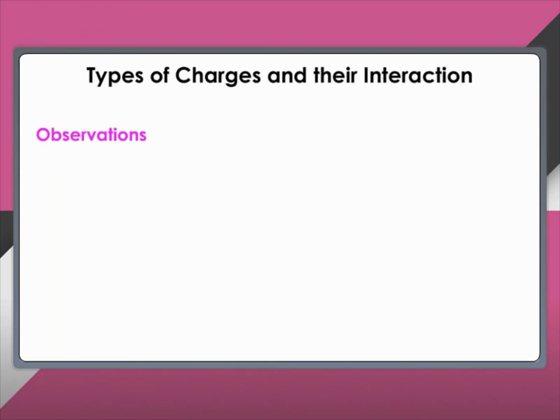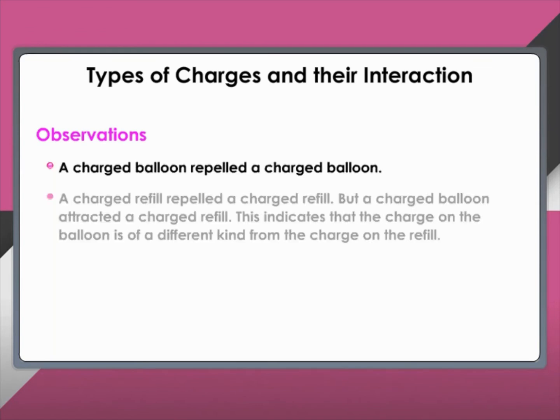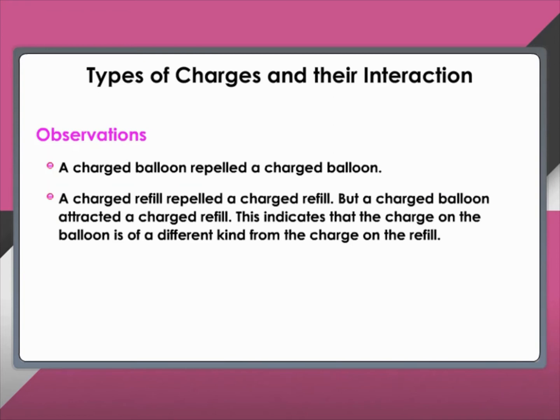Let's summarize the observations. A charged balloon repelled a charged balloon. A charged refill repelled a charged refill. But a charged balloon attracted a charged refill. This indicates that the charge on the balloon is of a different kind from the charge on the refill.